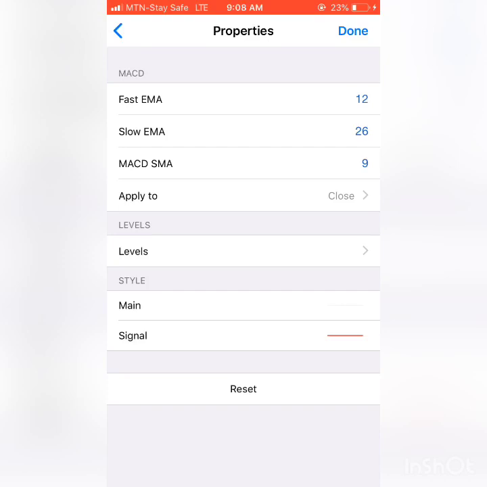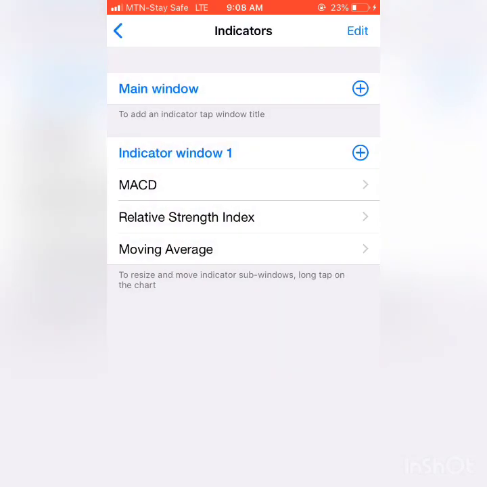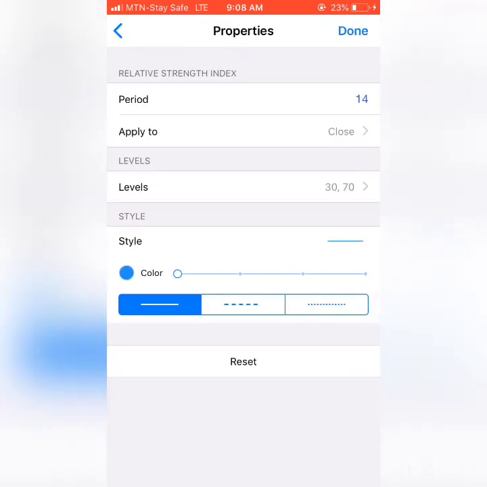When you're done with that, you click on done. You go back. You go to relative strength index. The period is 14. You apply to close. The levels are 30 and 70. Of course, 30 is the higher and 70 is the lower. So the style I used is blue. You can use the pixel you want to use. When you're done with that, you click on done.